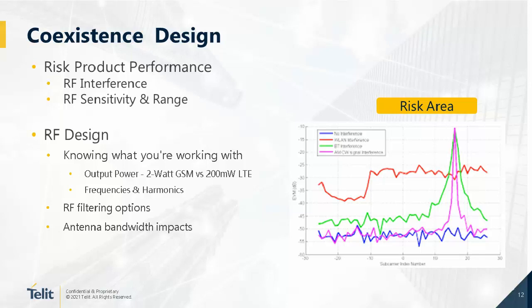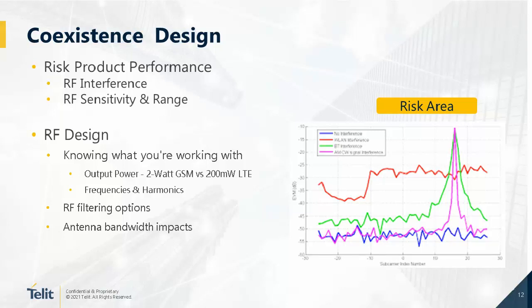What I mean is, different wireless technologies have different output powers. So you may have a 2G radio that transmits 2 watts. 2 watts is a lot of power coming out of a device. But you may be working with 4G LTE that mainly only transmits at 200 milliwatts, 10 times less. It's much more manageable when it comes to the RF noise and RF interference that's going to cause in other technologies. So really knowing what you're working with is extremely important.